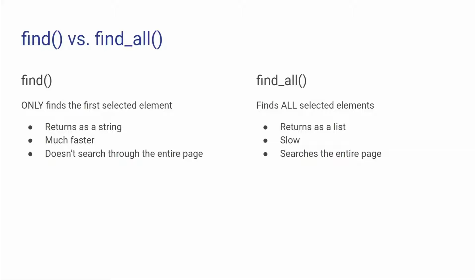This may not sound useful, but it is significantly faster than the second method, find all. Find all will find all the elements selected and returns it as a list. This process is usually very slow, especially for bigger websites. This method is useful because it gives you all the elements.